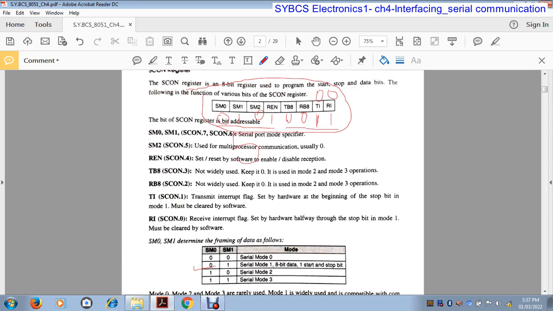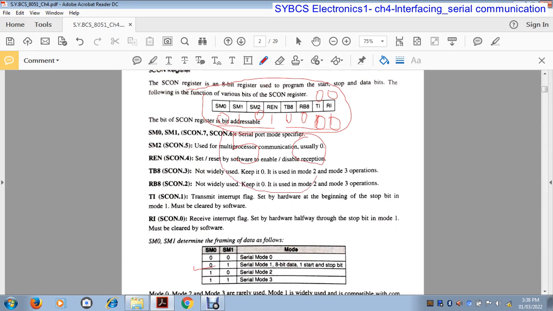Okay, and these bits are initially 0. Why initially 0? Because TB8 and RB8 are not used, so we keep them as 0, and TI and RI are initially 0. When the transmitter transmits the information completely, then and only then TI becomes 1, otherwise TI is 0. Similarly for RI: when the receiver receives all the information completely, then and only then RI becomes 1, otherwise it is 0. So initially TI and RI both are 0.